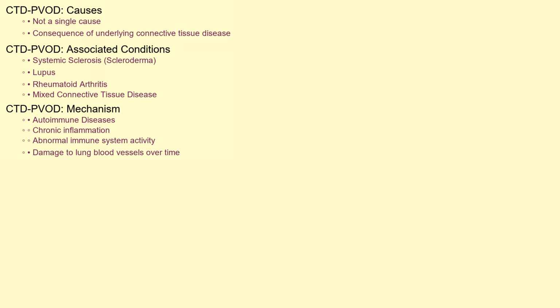CTD-POD doesn't have one single cause. Instead, it's a consequence of the underlying connective tissue disease. Conditions like systemic sclerosis, also known as scleroderma, lupus, rheumatoid arthritis, and mixed connective tissue disease are frequently associated with its development. These autoimmune diseases cause chronic inflammation and abnormal immune system activity that, over time, damage blood vessels in the lungs. Let's delve into the pathophysiology.